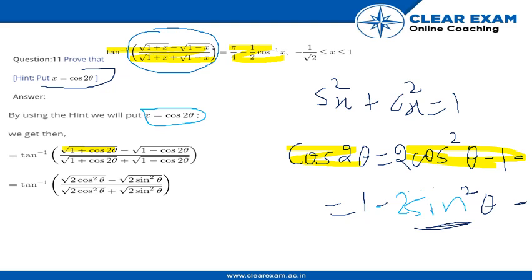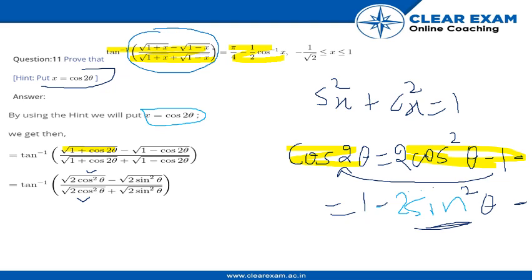Okay, so we have 1 plus cos 2 theta here. What we do, we transfer 1 from this side to this side, and we get 1 plus cos 2 theta is equal to 2 cos square theta. That's written over here, 2 cos square theta. Similarly, 1 plus cos 2 theta can be written as 2 cos square theta.